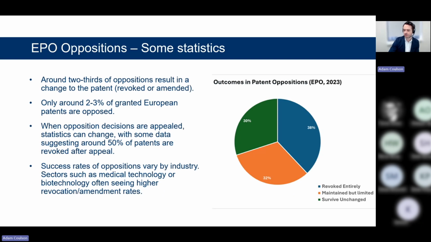And finally, I'm just going to provide some statistics on EPO oppositions. Approximately 1/3 of oppositions result in the European patent being revoked in its entirety. Around 1/3 of oppositions result in the EPO patent being maintained, but in an amended form. And around 1/3 of oppositions result in the EPO patent being maintained as granted.